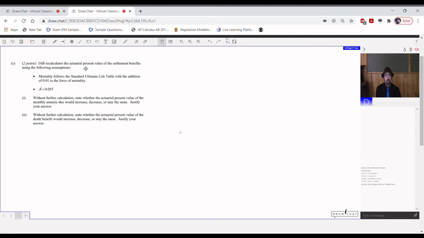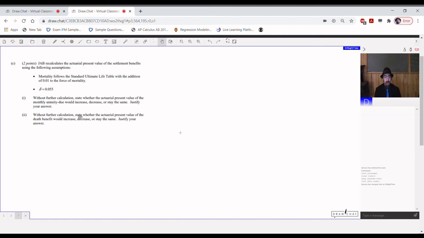So they say they recalculate the actuarial present value of the settlement benefits under the following assumptions. Mortality follows the standard ultimate life table with the addition of, this time, only 0.01 to the force of mortality. So notice that the mortality is lower. You're likely to live longer than you did under the previous assumption. And force of interest is now 0.055. Previously, it was 0.045. So money declines, or the purchasing power of money decreases more rapidly.